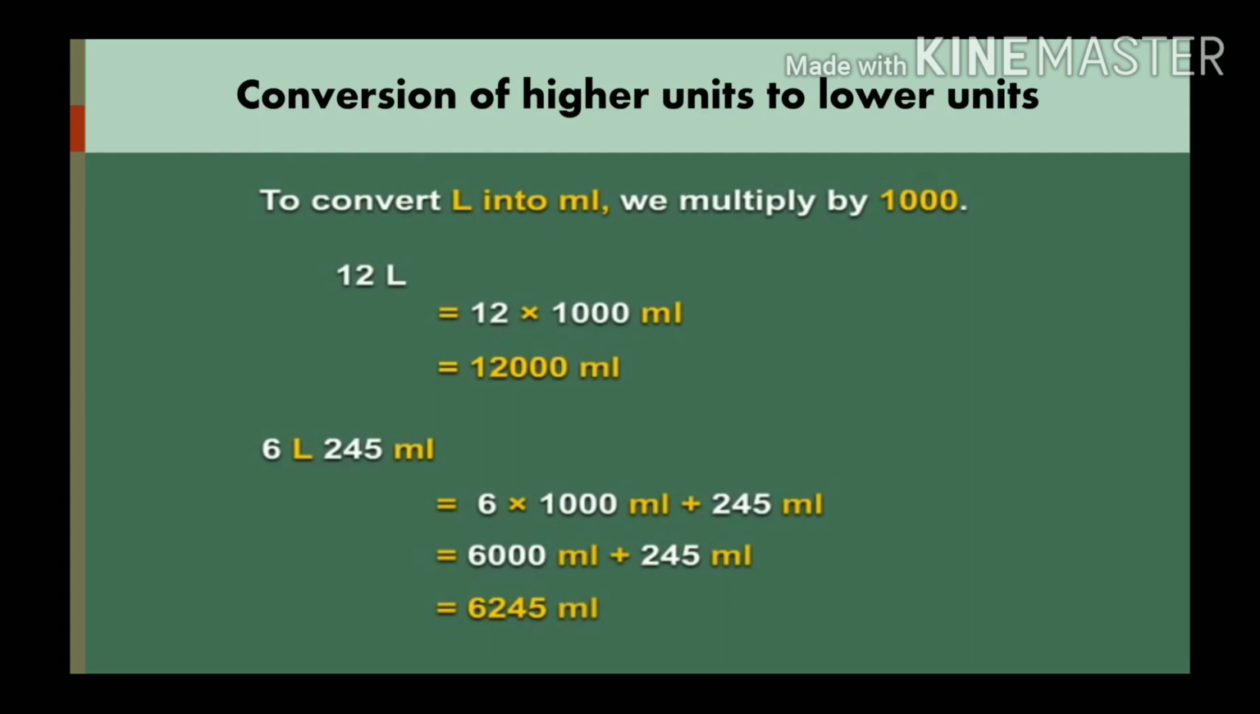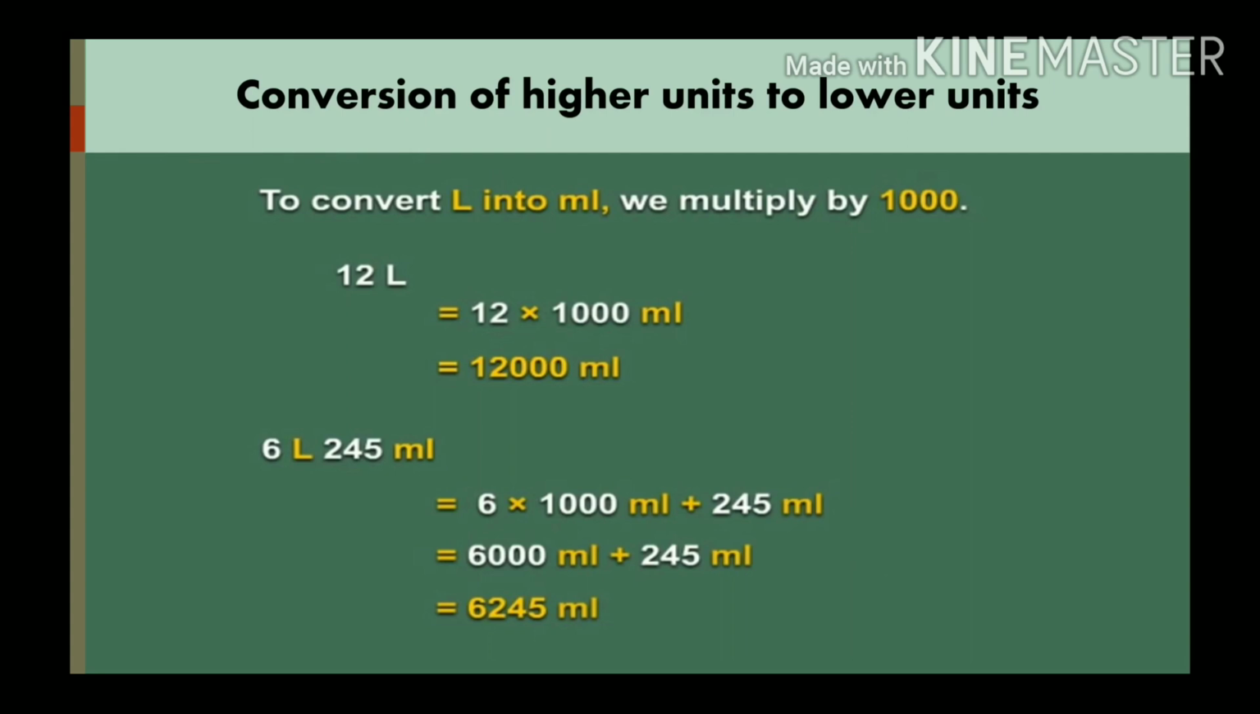For 12 liter, what do we have to do to convert 12 liter into milliliter? We have to multiply by 1000. So 12 multiplied by 1000, we get 12,000 milliliters. Therefore, 12 liter is converted into 12,000 milliliter. Now let's see the second example.